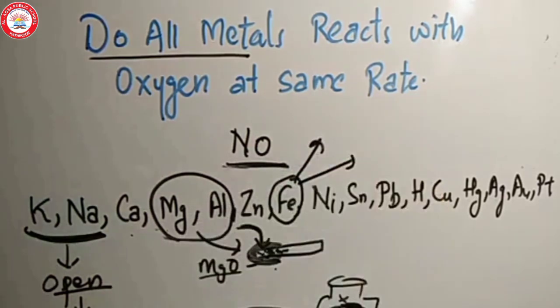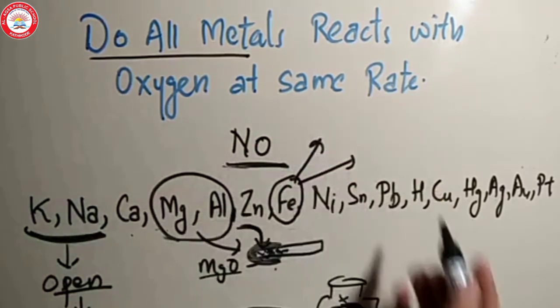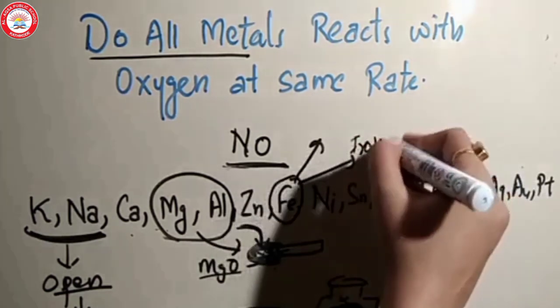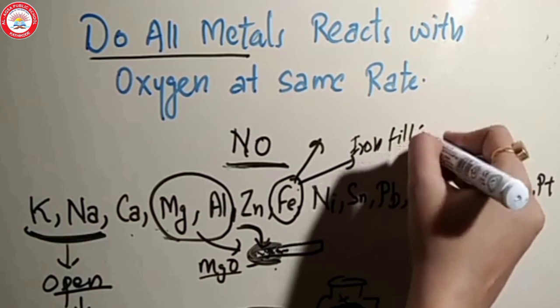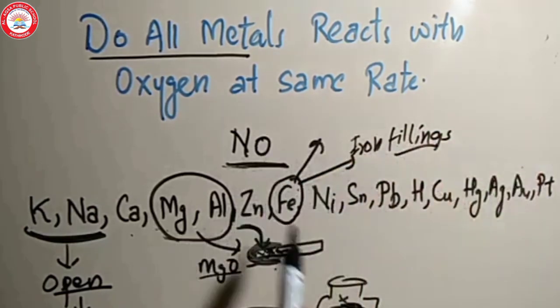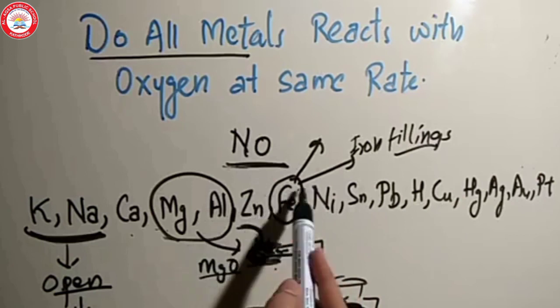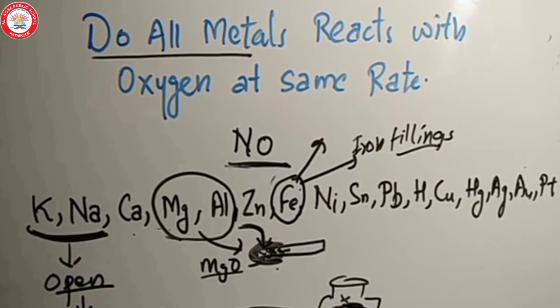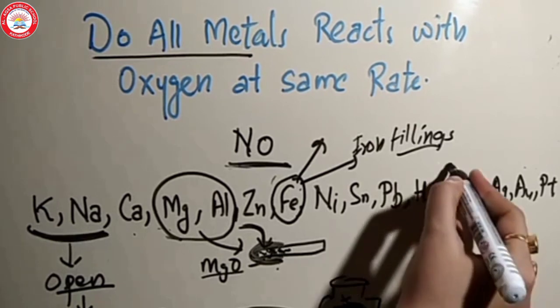So the next one is iron. Actually, the reaction of iron with oxygen is very slow, but iron filings, we know what iron filings are, it's a powder. So these iron filings react with oxygen very fast. It's powdered iron, and it will react with oxygen very fast.